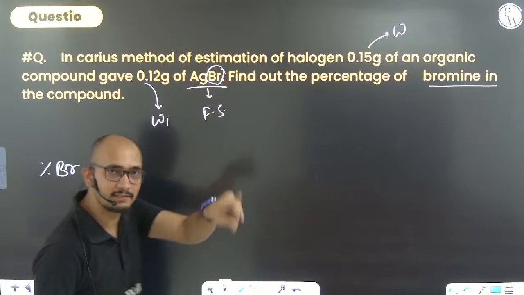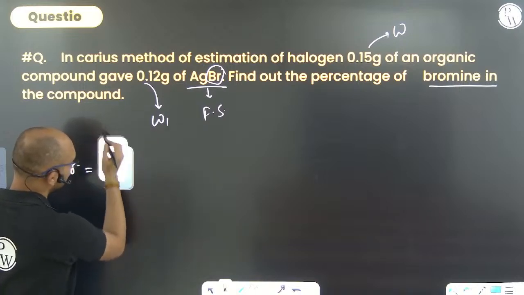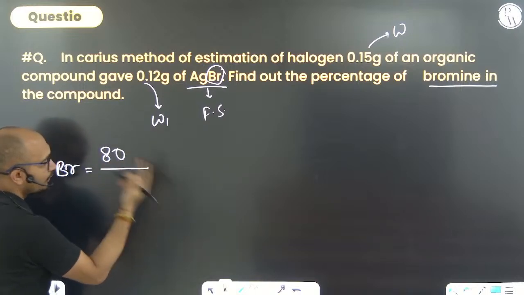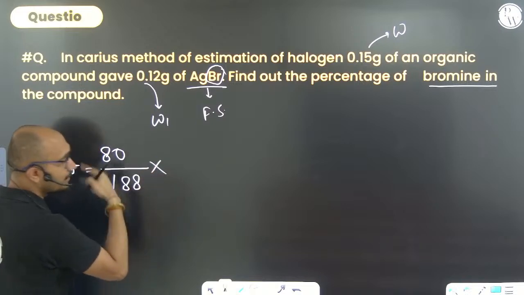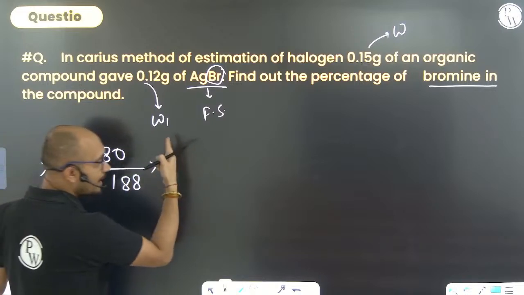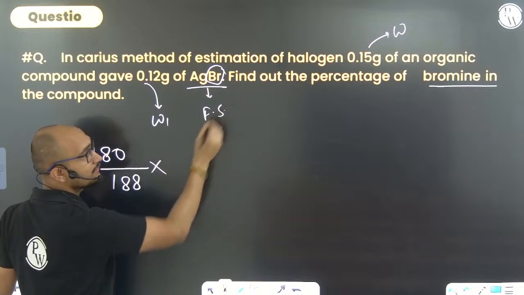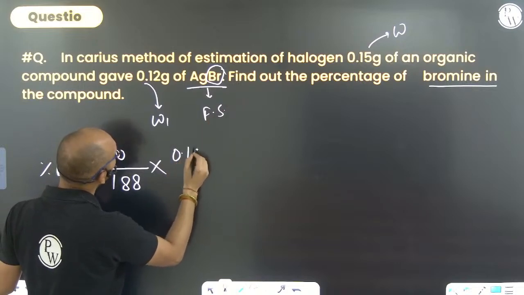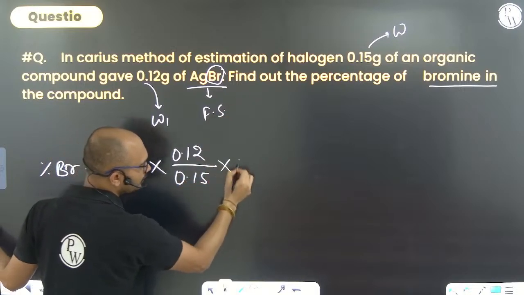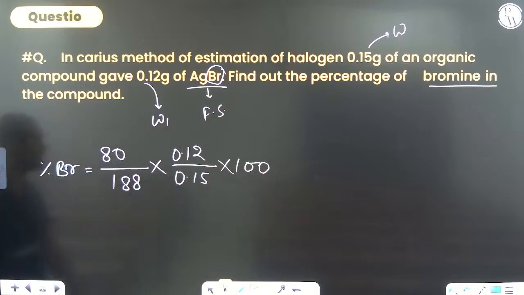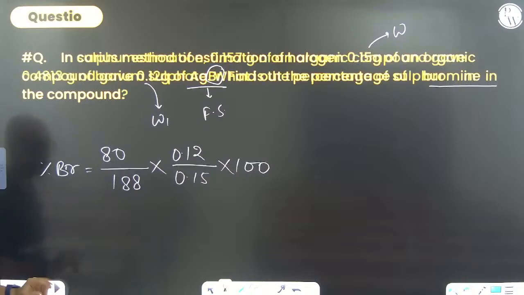The molar mass of bromine is 80. Divide 80 by the molar mass of AgBr, which is 188, multiplied by W1. W1 is given as 0.12, divided by the mass of the organic compound initially taken, multiplied by 100. Please do it and you will get the answer. Please check this.